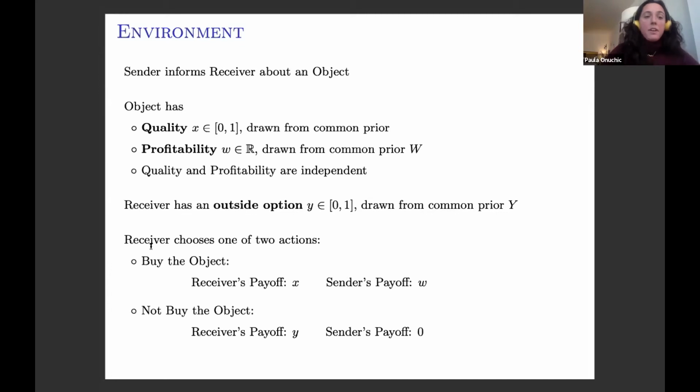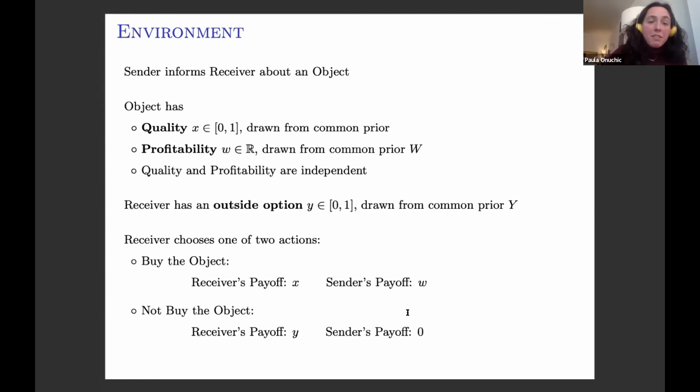Moreover, this receiver is going to have access to some outside option, which I'm calling Y, which is also between 0 and 1, and drawn from some common prior, big Y. I'm still going to tell you more information about who sees what and what information they have at some point. But the end goal is that this receiver is going to have to choose one of two actions. The receiver has a binary action to take, which I'm going to be calling buy or not buy here.